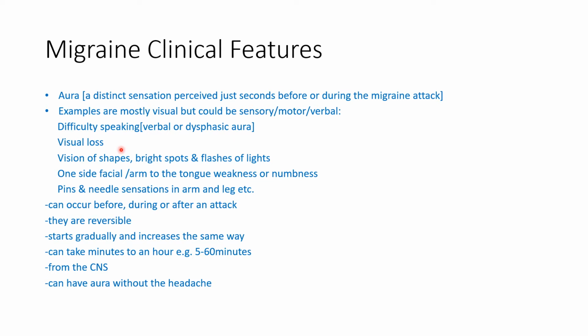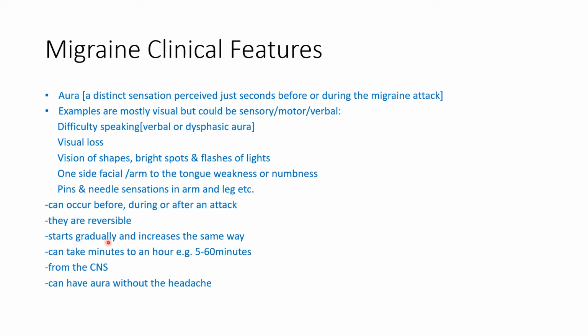There may be visual loss. There may be vision of shapes, bright spots, and flashes of light. One side of the body, affecting the face and the arm up to the tongue, could become weak and numb. There may be pains and needle sensations in the arm and leg, and so on. It can occur before, like I said earlier, could be during, or might even be after an attack of the migraine. They are reversible. There's one good thing about that.